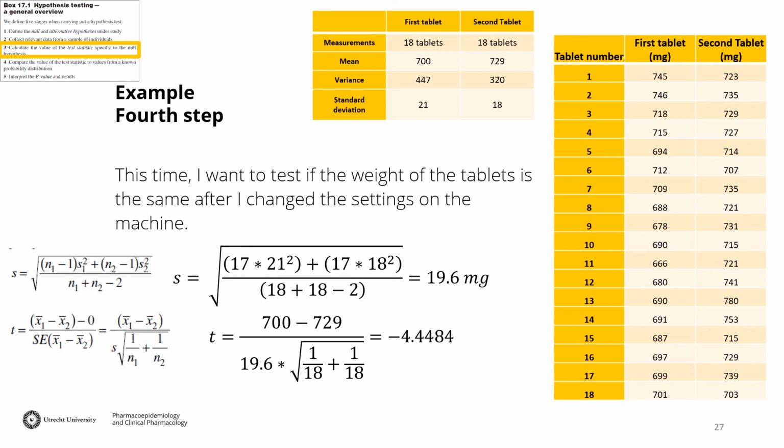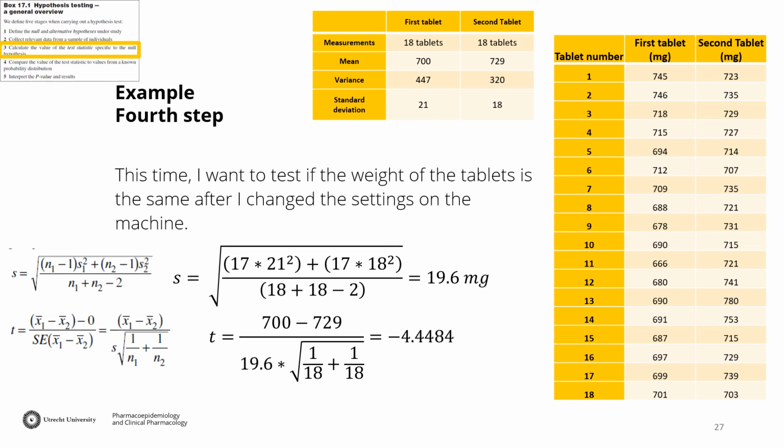We multiply that with the standard deviation for the first group, which is 21. And then we have that to the power of 2. We add that to the second group. So again, we also do the 17, and this time we multiply with 18 to the power of 2. And then we divide that with the number of samples for both, so 18 plus 18, and then we subtract 2. And then to all of that, we take the square root. And from that, we get a pooled standard deviation of 19.6 milligrams, because all of these weighings are in milligrams.